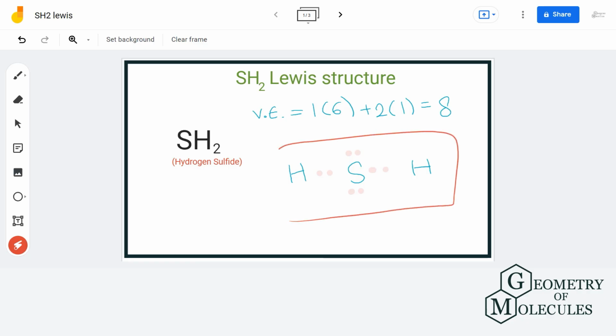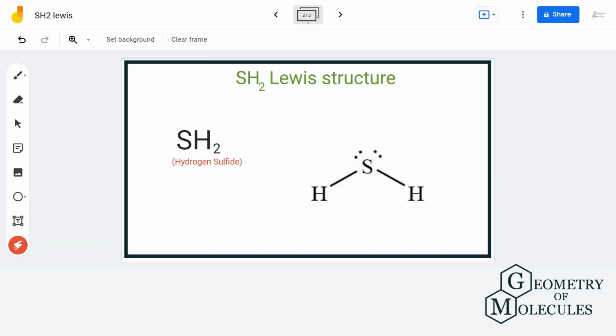So this is the final structure of SH2, in which every atom has a complete outer shell and zero formal charge.